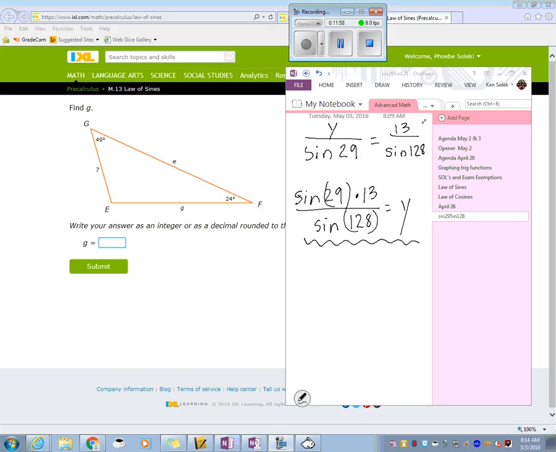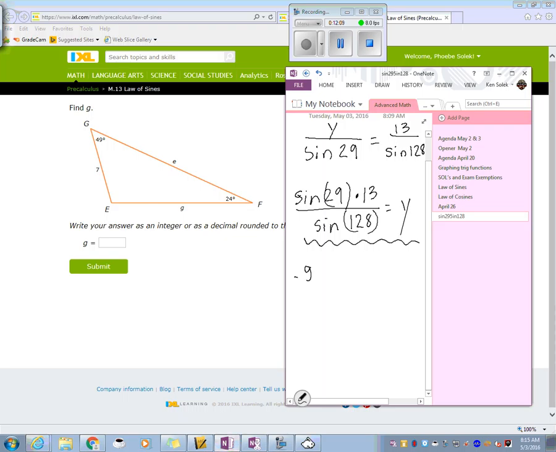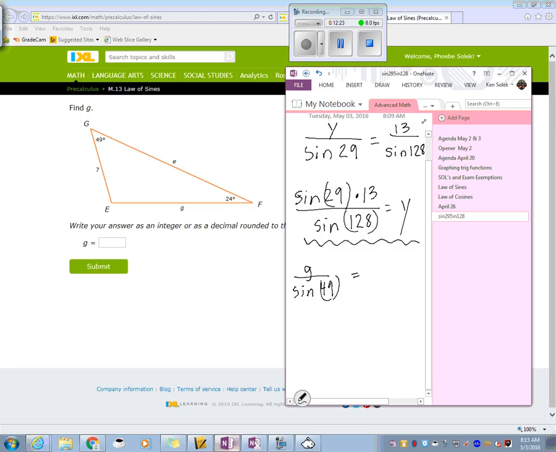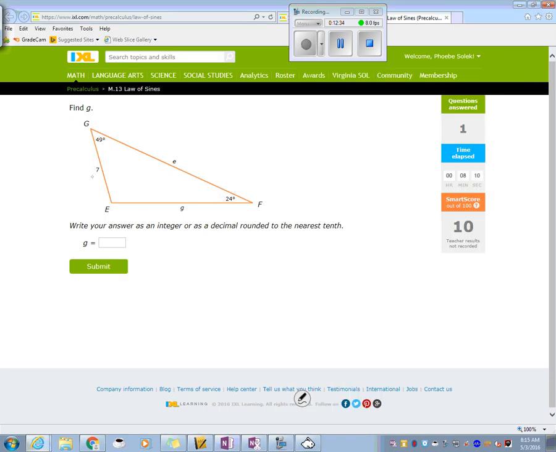We're looking for G. So if we continue to look for G, we need to set this up as G over the sine of 49 equals, and we want to look for one that we have already, so you'll want to use the 7 and the 24. So 7 over the sine of 24. It is very important that you pay attention to the angle and the side opposite the angle.